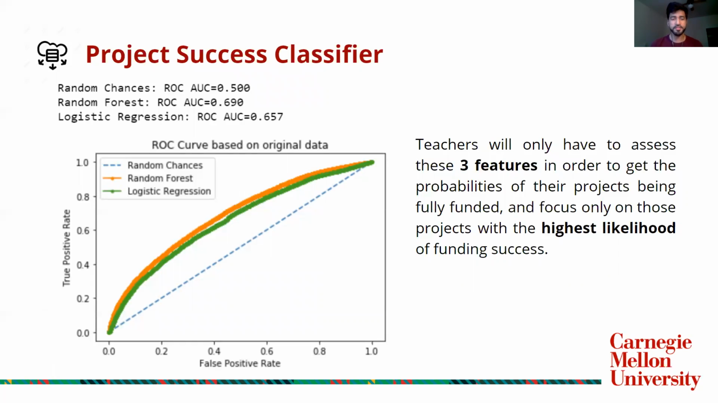Using these three factors only, we rebuilt our classifiers with a max depth of 10 in order to avoid overfitting, and found no significant decrease in the AUC score for our random forest classifier. All in all, since teachers typically have many projects in parallel, our classification model can help them handpick the projects with the highest funding success, and that too using only three factors.